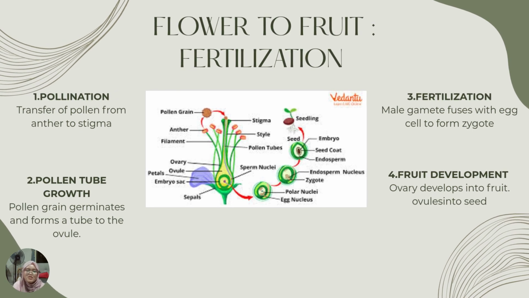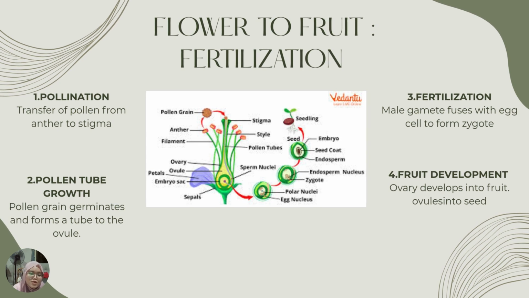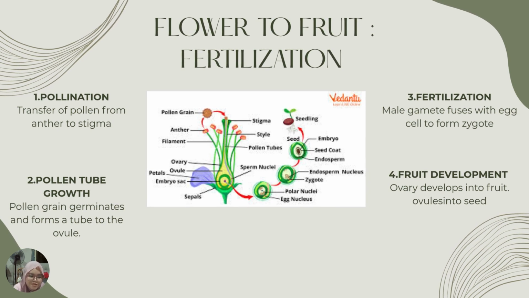Flowers to fruit, which is the fertilization process. First of all, pollination: transfer of pollen from anther to stigma. The second one is pollen tube growth: the pollen grain germinates and forms a tube to the ovule. Fertilization: male gamete fuses with egg cell to form zygote. Fruit development: ovary develops into fruit, ovules into seeds.